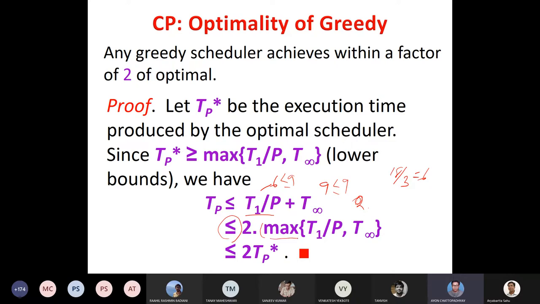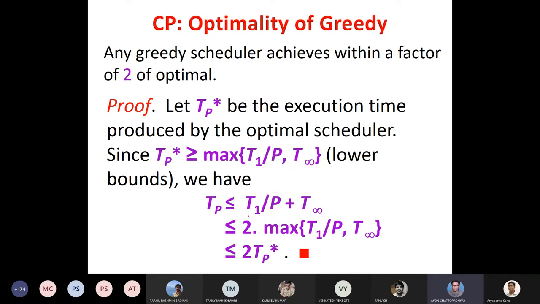Yes, sir. But I am saying that when we replace T1 by P or T infinite with the maximum value, then the whole term, that is the summation, will become greater than it currently is. That's why we can't say TP will be less than or equal to 2 times the max of these two terms. We can say less than, but how can it be equal?